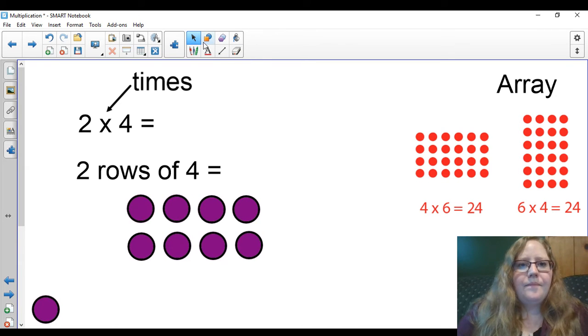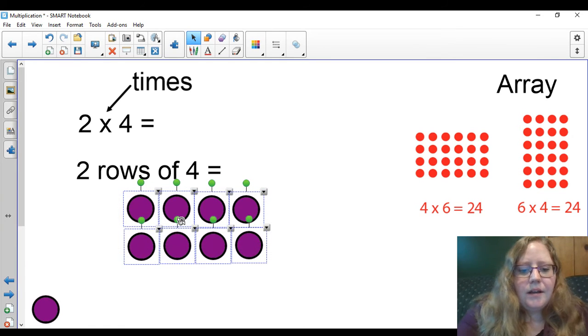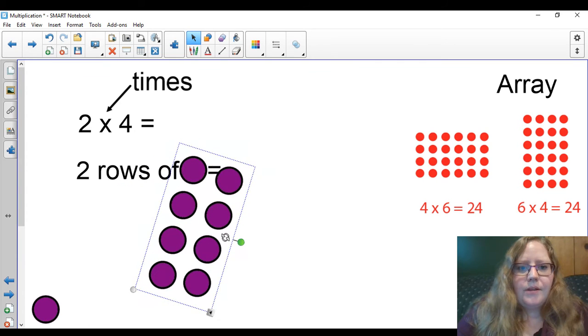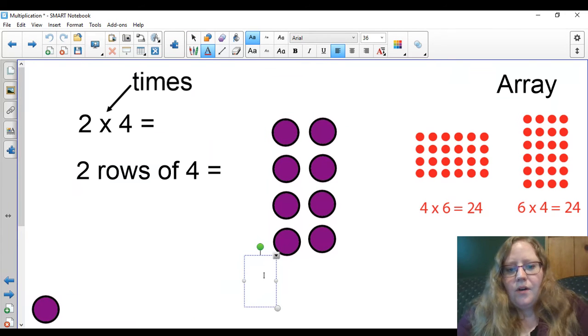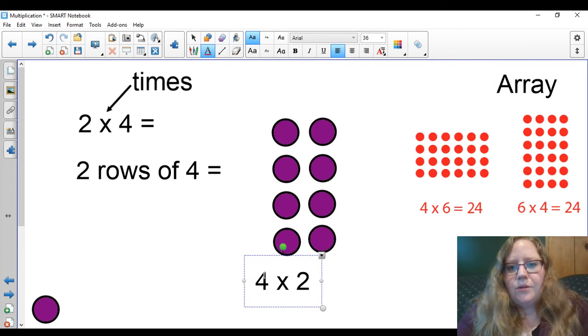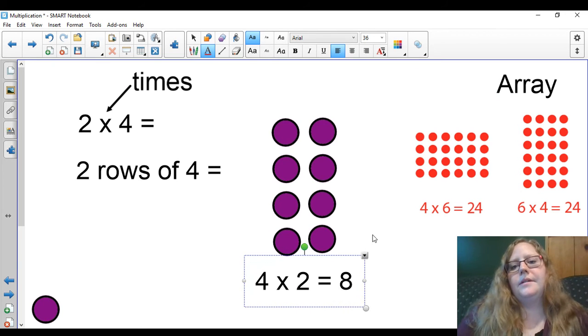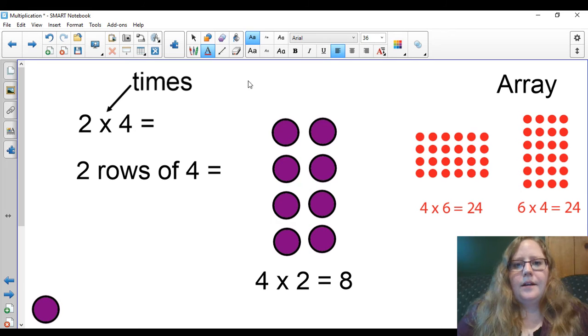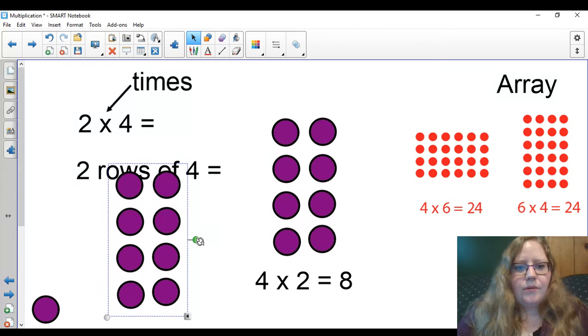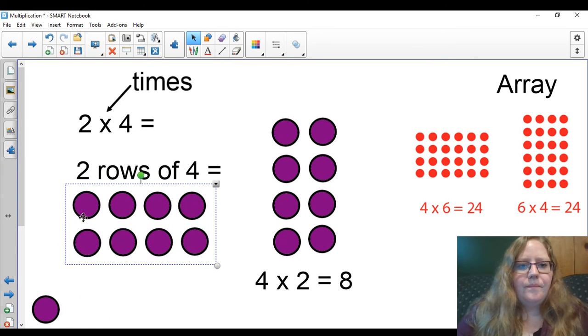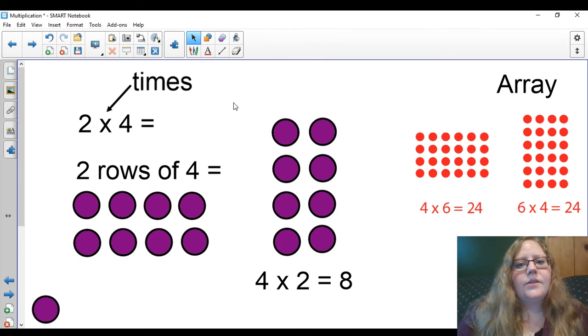So if I was doing that with my 2 rows of 4, I could make them go this way. And I could change my equation so that it was 4 rows with 2 in each row. And it still equals 8. But it just shows it in a different way. So I'm going to show you again both ways. This is my 2 rows of 4, my 2 times 4 right here. And this is my 4 times 2, my 4 rows with 2 in each row. So that's how you do groups of and an array.